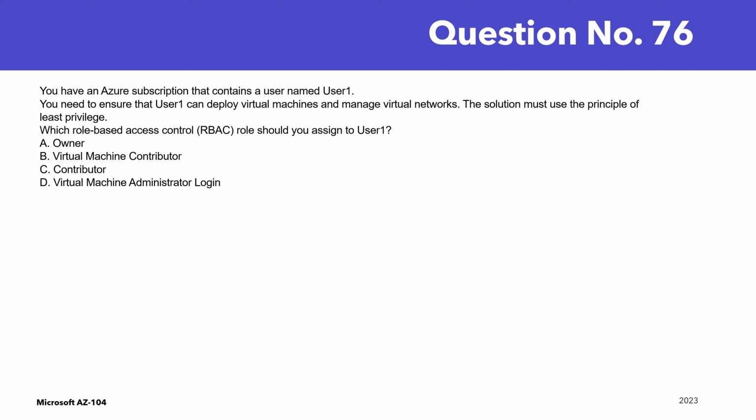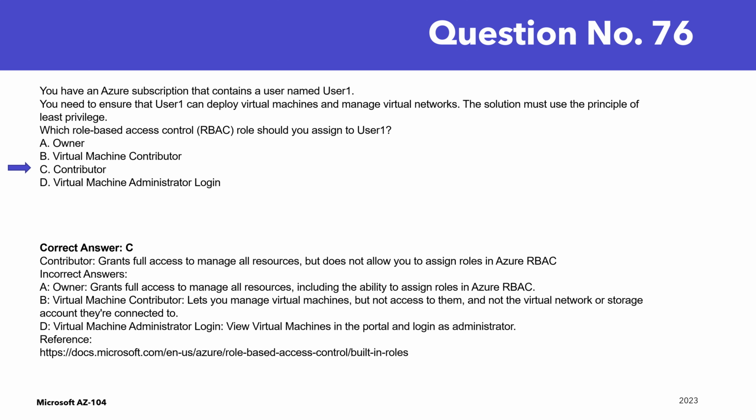A. You have an Azure subscription that contains a user named user1. You need to ensure that user1 can deploy virtual machines and manage virtual networks. The solution must use the principle of least privilege. Which role-based access control, RBAC, role should you assign to user1? A. Owner. B. Virtual machine contributor. C. Contributor. D. Virtual machine administrator login. Correct answer: C.